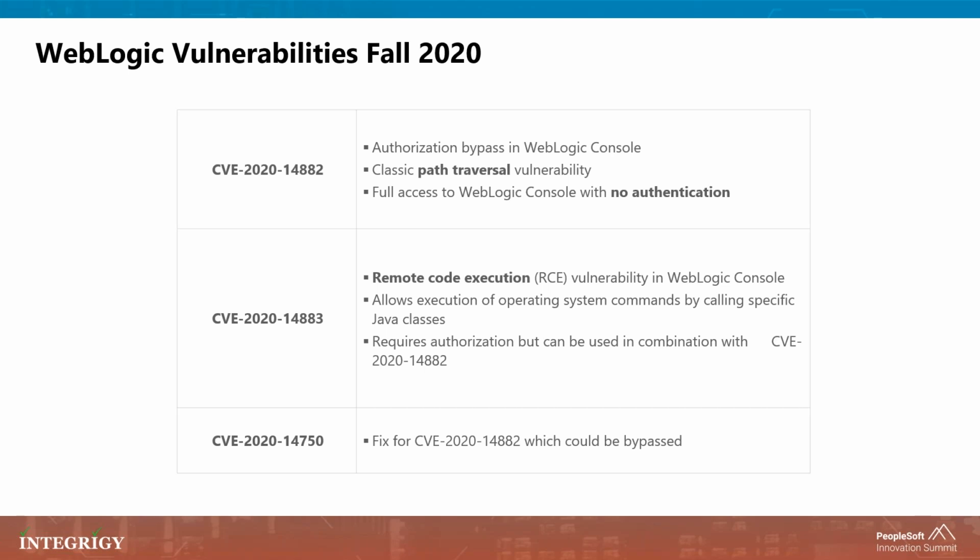Well, then there was actually a second vulnerability, which allows me, if I had authentication, to do what's called a remote code execution, which allows me to actually execute things at the operating system layer. So these two vulnerabilities together allow me to take over the entire PA web server. Well, the third vulnerability was actually to fix the first vulnerability, because they didn't fix it completely.